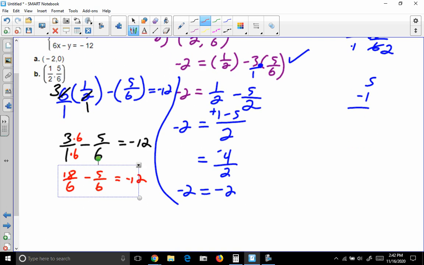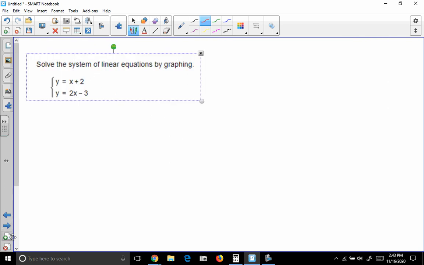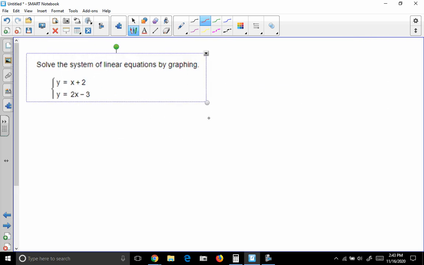So 18 over 6. Well, the left side is positive, the right side is negative, so even if the numbers matched, it wouldn't be equal. 13 over 6 is a little bit more than 2, not negative 12. So that ordered pair worked in the first one, but it does not work in the second one, so it's not a solution to our system. So that's how we check to see if a particular point is a solution.